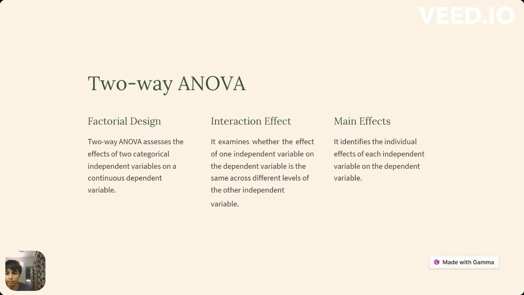Two-way ANOVA. Factorial design. Two-way ANOVA assesses the effect of two categorical independent variables on a continuous dependent variable. Interaction effect. It examines whether the effect of one independent variable on the dependent variable is the same across different levels of the other independent variable. Main effect. It identifies the individual effect of each independent variable on the dependent variable.